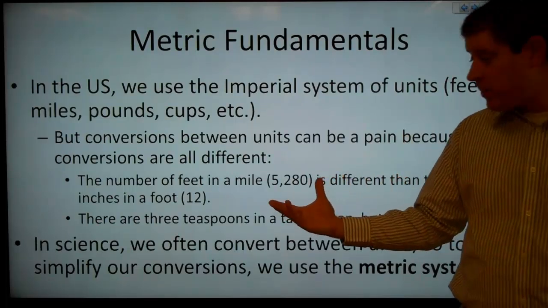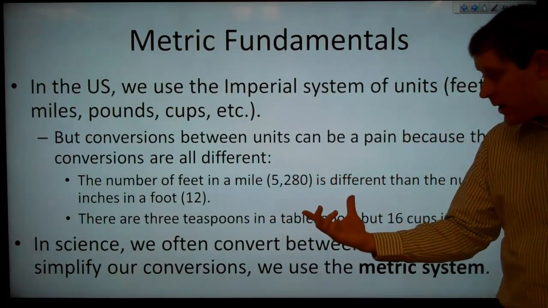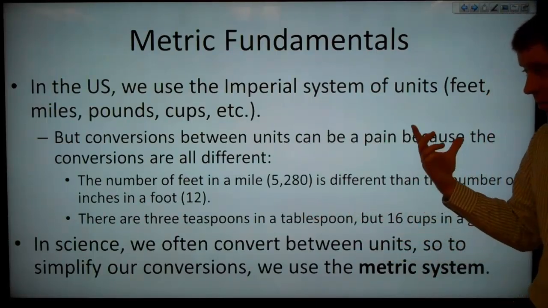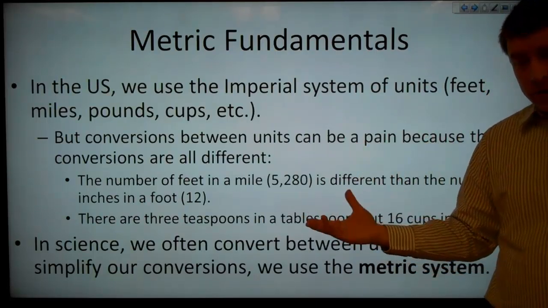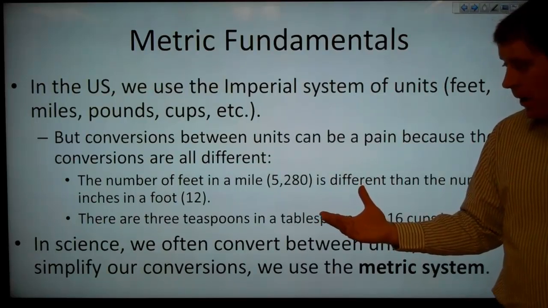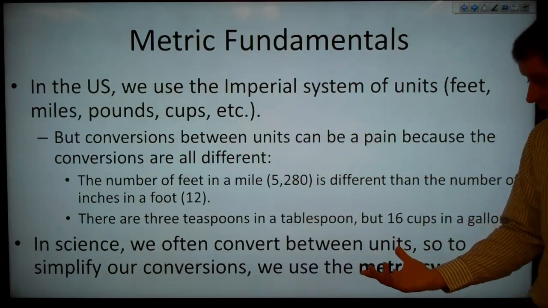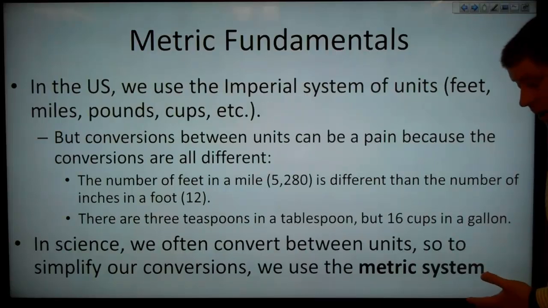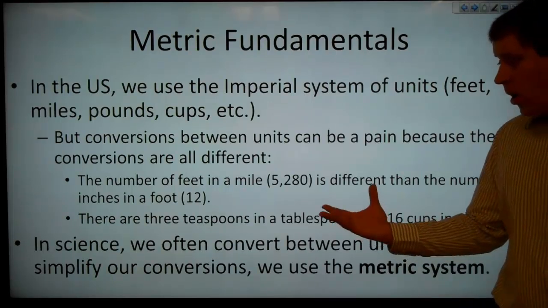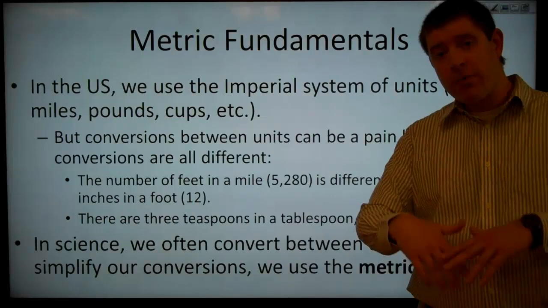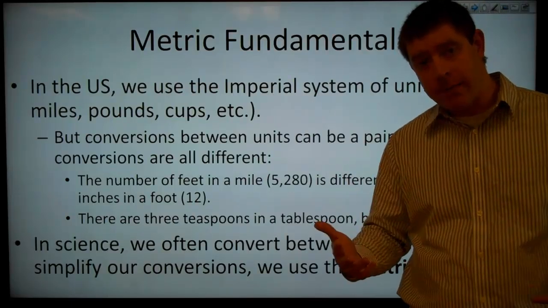For example, the number of feet in a mile is 5,280, and that's different than the number of inches in a foot, which is 12. And there are 3 teaspoons in a tablespoon, but there are 16 cups in a gallon. So all of these numbers are coming about for a reason, but they're not all the same.